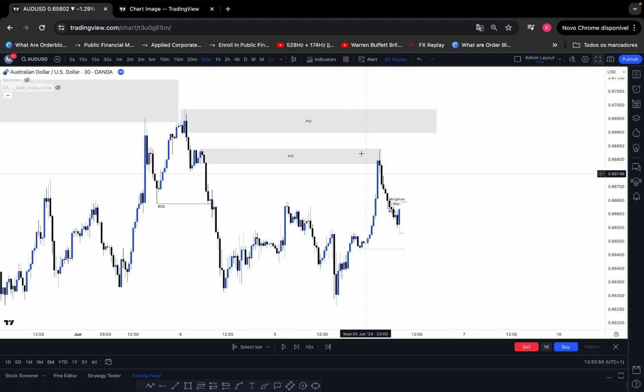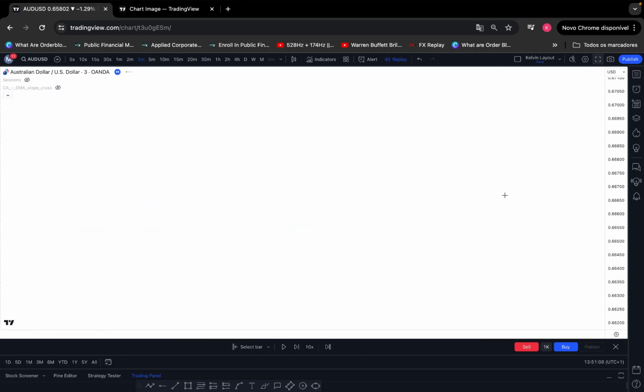So if price comes to this one, we're going to confirm on the lower time frame. So price comes to my M30 supply zone. What do we do next? Go to lower time frame. So that's when I came to M3 time frame.